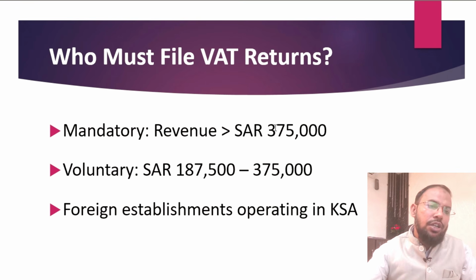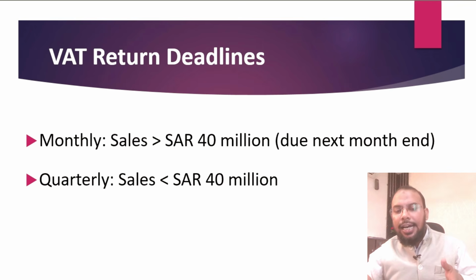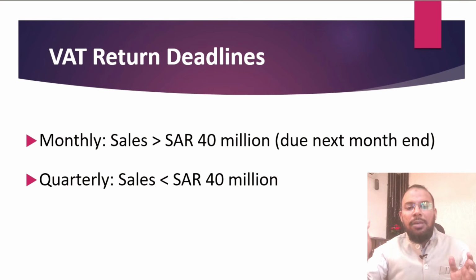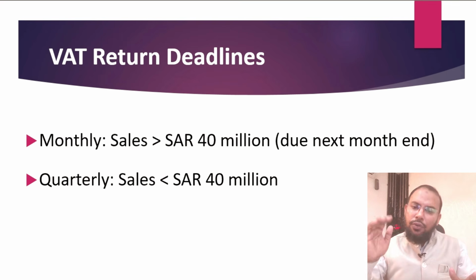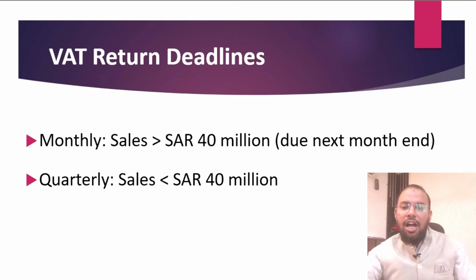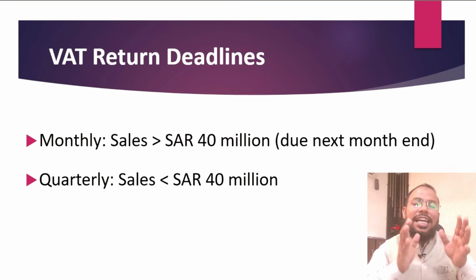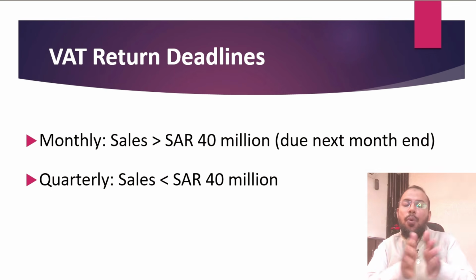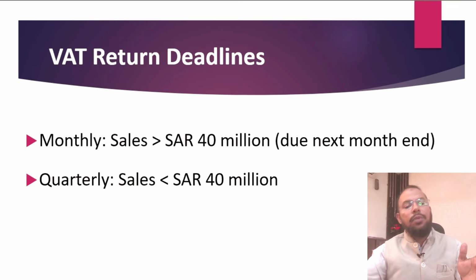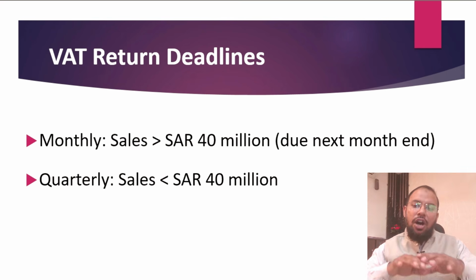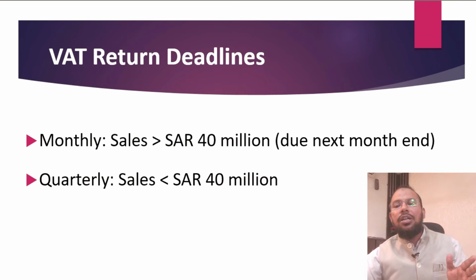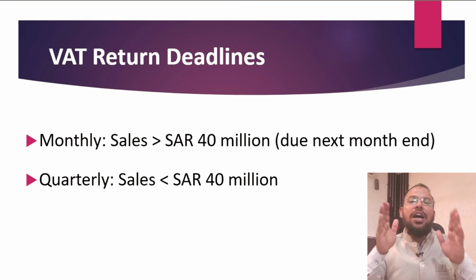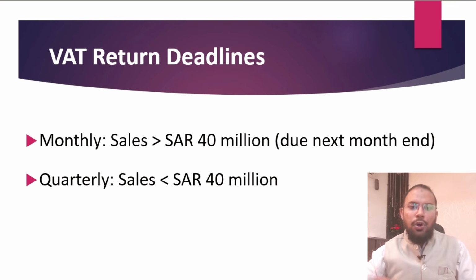The second important aspect we need to discuss is the VAT return deadline. In KSA, VAT returns are filed on a monthly or quarterly basis. Regarding monthly, when your sales cross 40 million riyal, your VAT period is monthly, and you have to file a monthly VAT return. Further, if you are a small businessman, meaning your sales do not cross 40 million riyal, you have to file your return on a quarterly basis. I hope you got it.